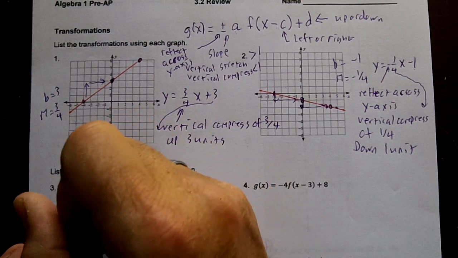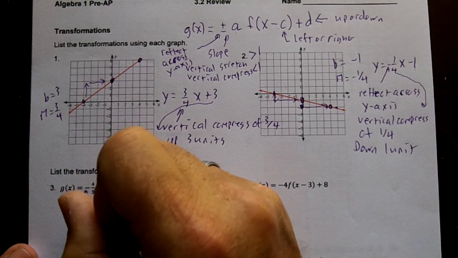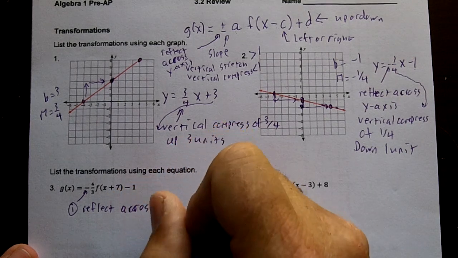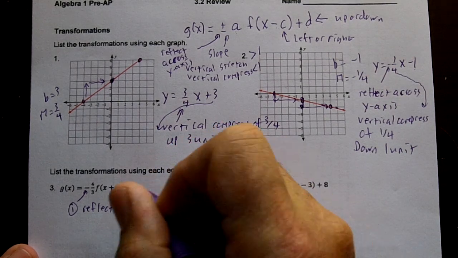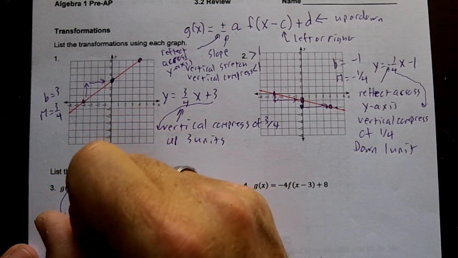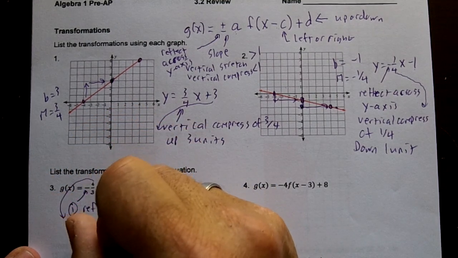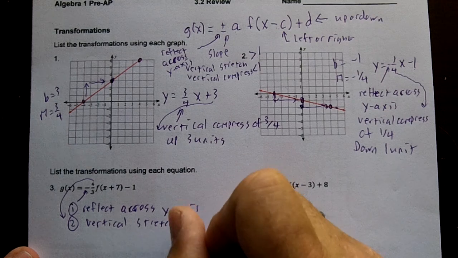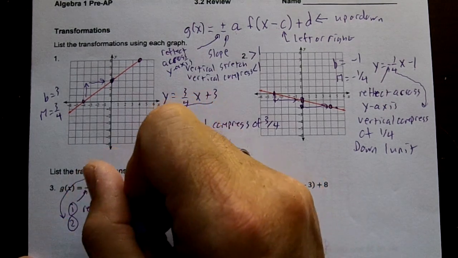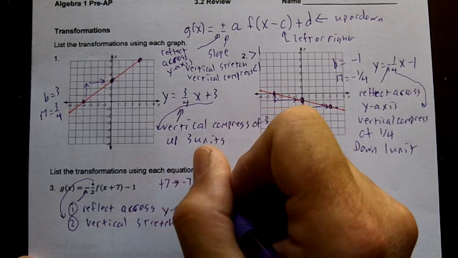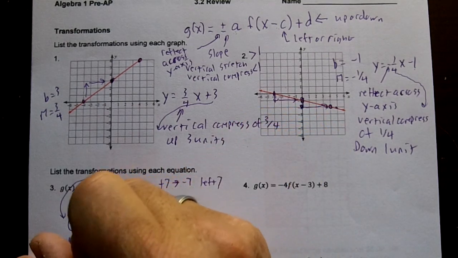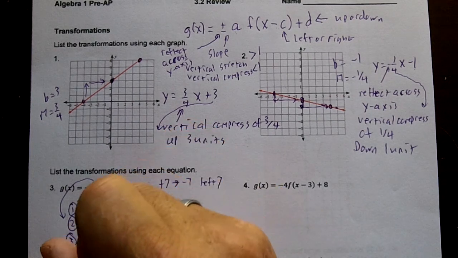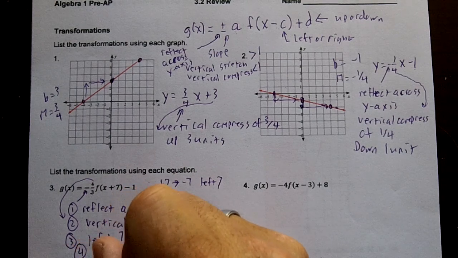So the negative right here, step 1, that's a reflect across the y-axis. The 4 over 3 is more than 1, so it's a vertical stretch of 4 over 3. The plus 7, the opposite of plus 7 is a minus 7 in it. So that's going to be left 7 units. So step 3 is left 7 units. And step 4 is down 1 unit.